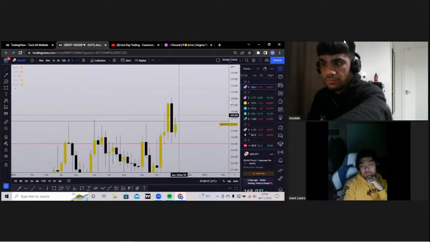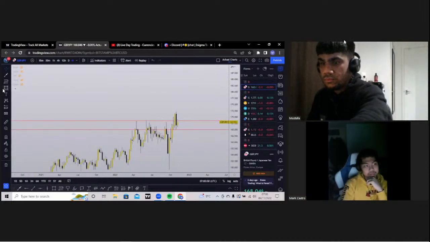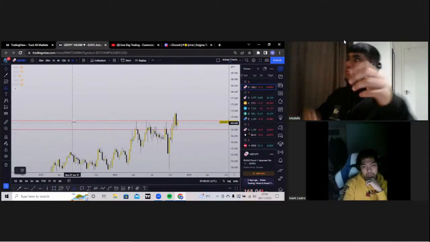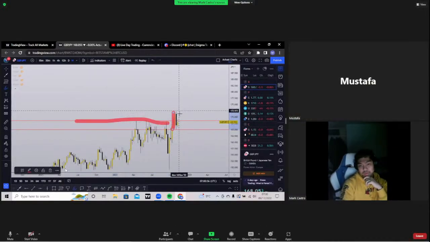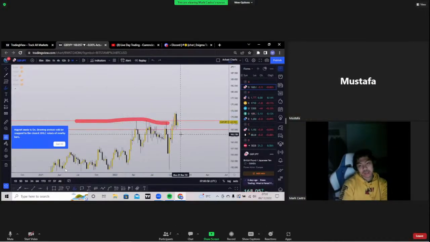So first of all, on weekly time frame, what can we see? We see that we have major resistance over here. We had major resistance over here, and what happened? We broke through it with force. However, we completely retraced that the next week. So now we have what's called a fake out.